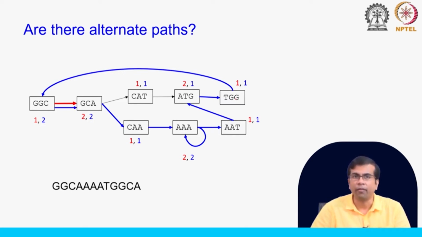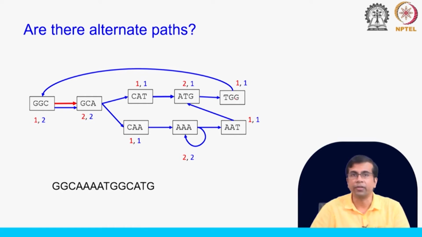We now again have this option, GGC to GCA. There are two edges, and we are taking the second edge now. In essence, we are utilizing all the paths that are available. From this point, we can take the upper path towards CAT, because we have already taken the downward path. So, we take the upper path to CAT and then we reach the final node ATG.